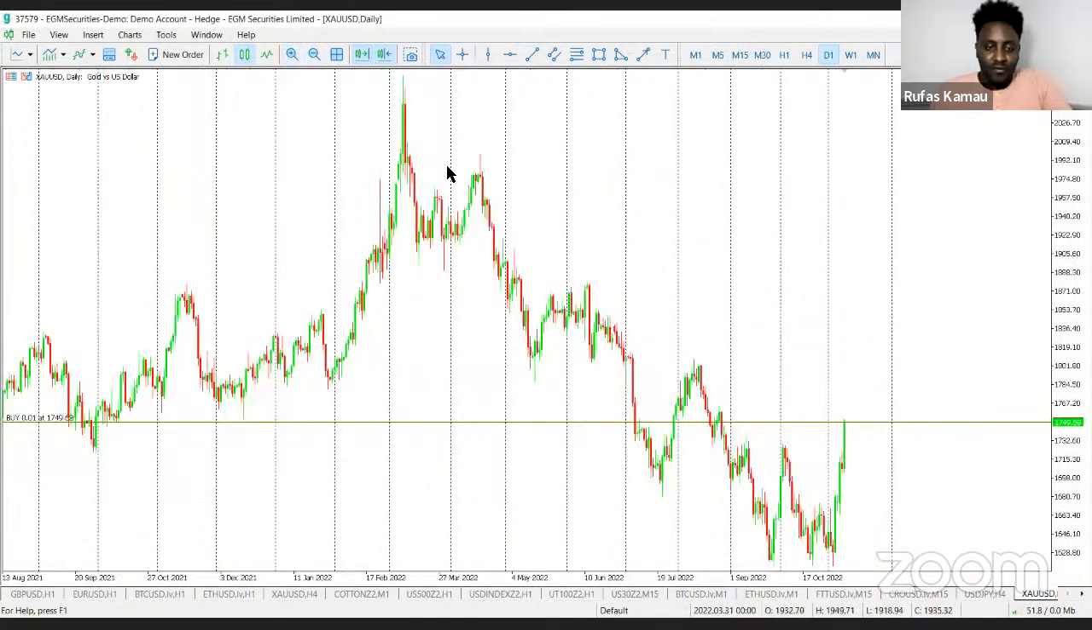So from the daily time frame, if you look at the movement of gold, especially since the February high, you notice that gold has been consistently moving down along this trend line. And this is easy to spot. You can always draw your trend lines based on what you're seeing on your charts.